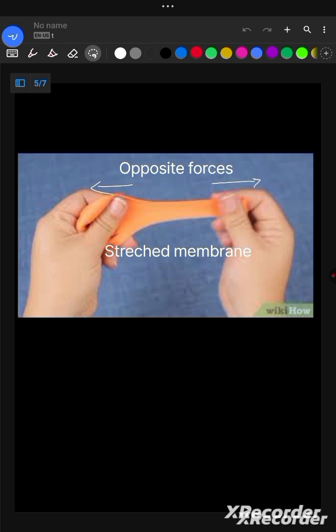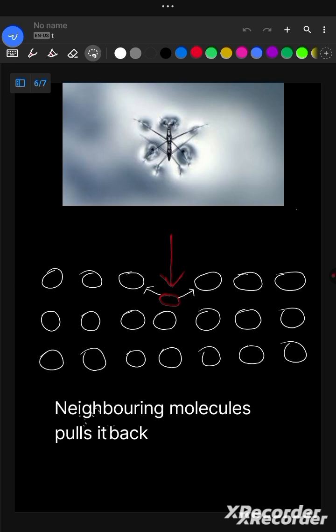Now, the same concept we apply to water. Let's see this. You see the image here. All the circles represent water molecules, and there is a force applied from the top by the insect. So when the insect sits on the surface of water, it puts pressure on the water molecules. So what will happen? Water molecules will go down. As you can see here, the red circle represents one of the water molecules which has gone down.